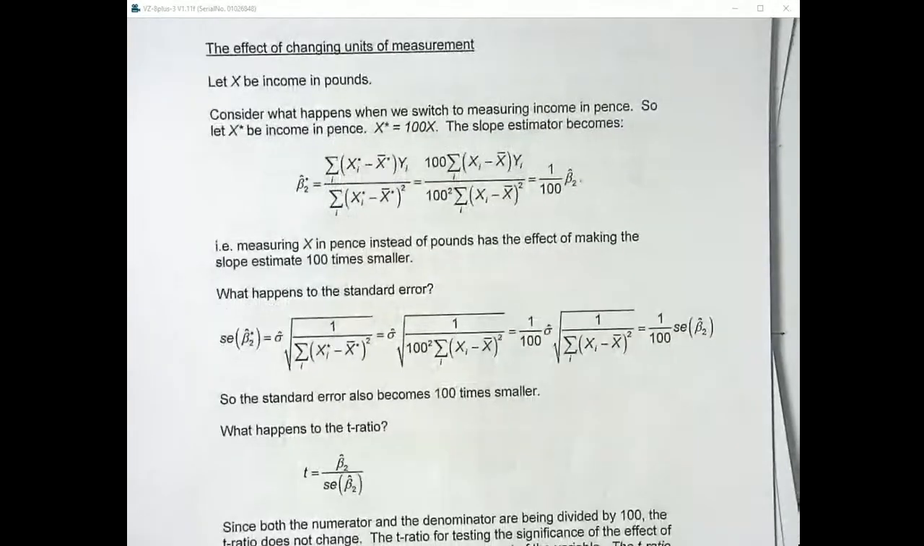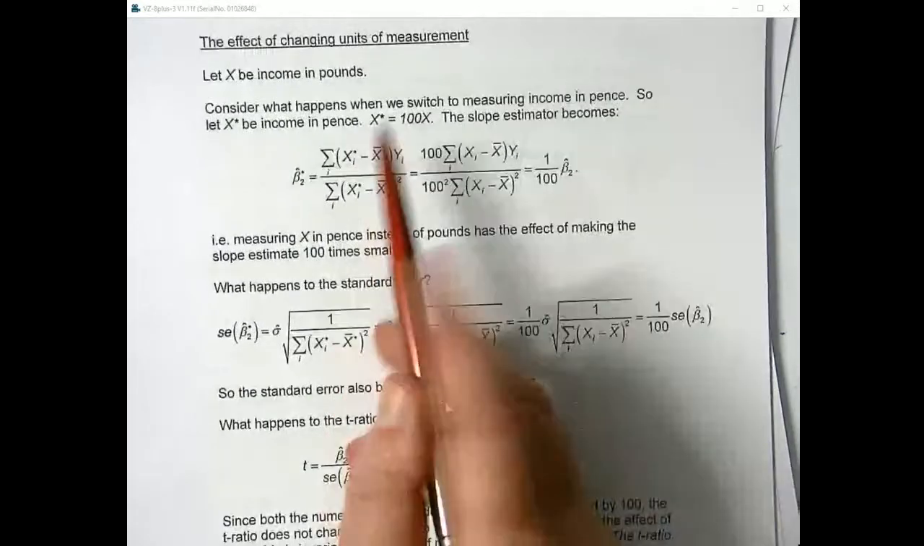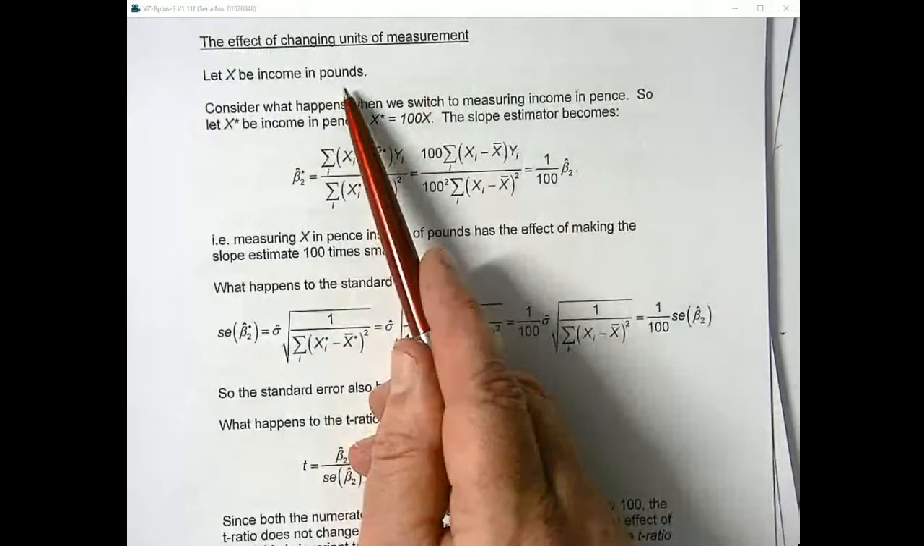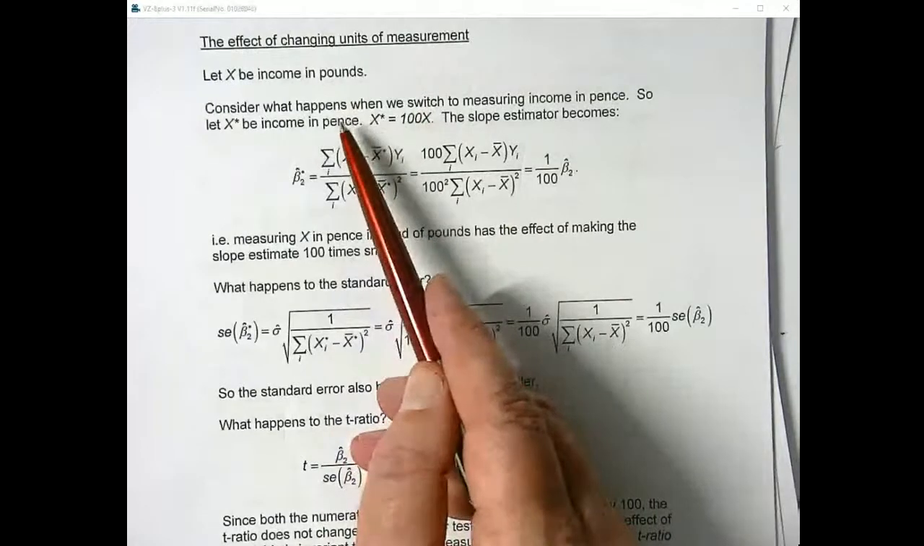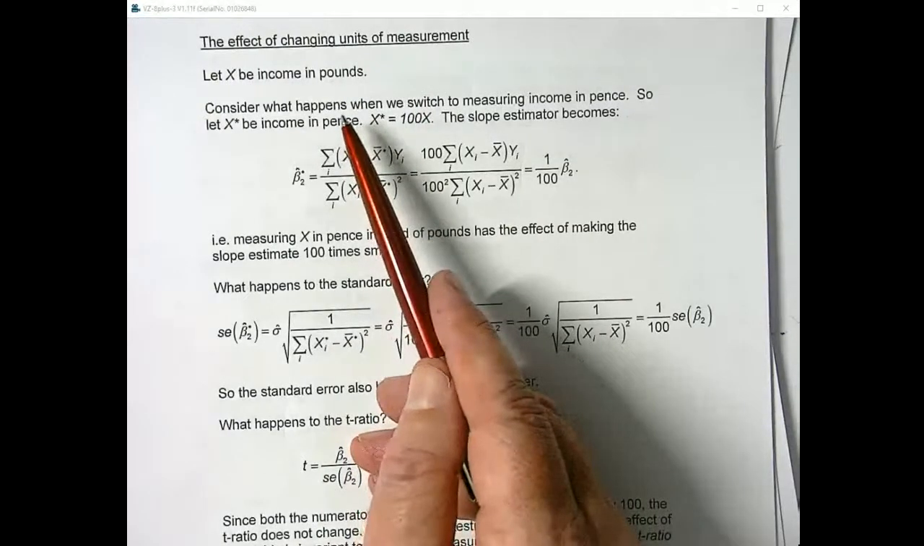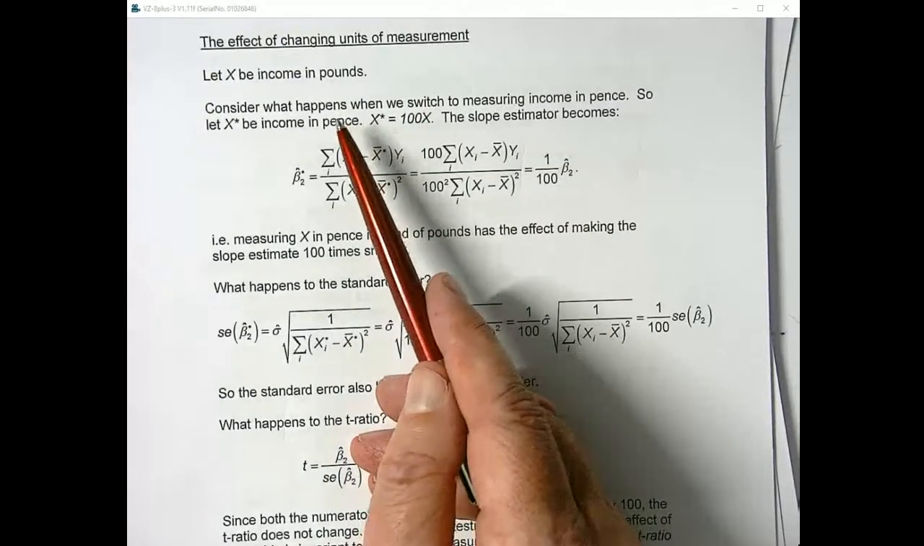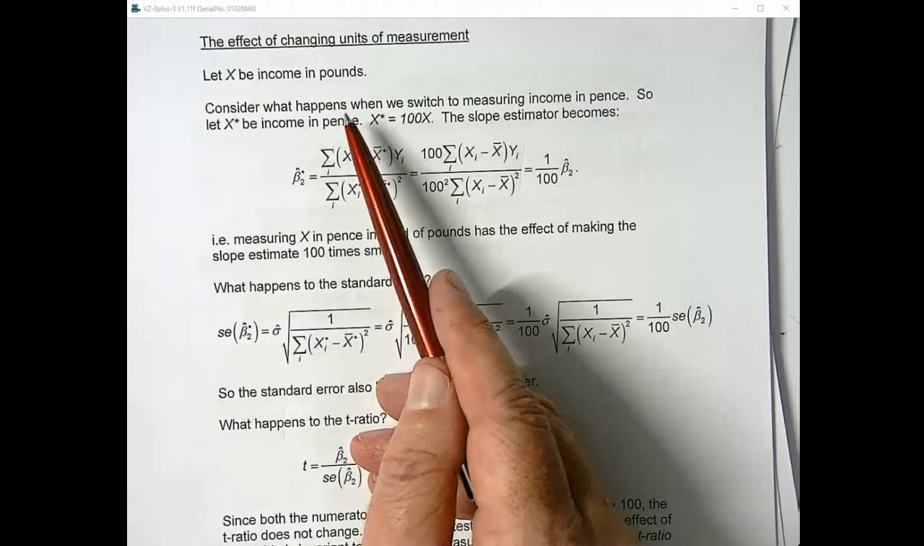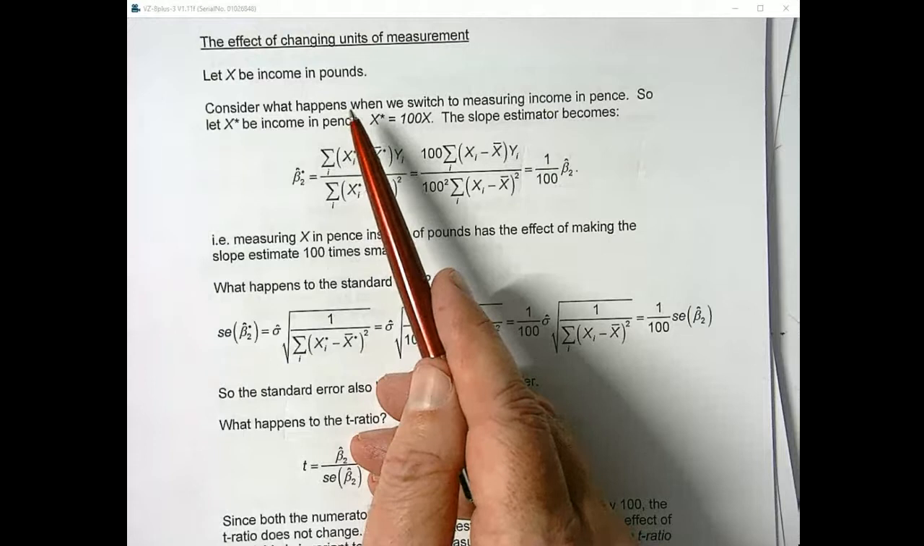This is page 18 of the lecture notes. The effect of changing units of measurement. This is quite an important point, because basically when you look at the coefficients, where do you find the workshop questions?